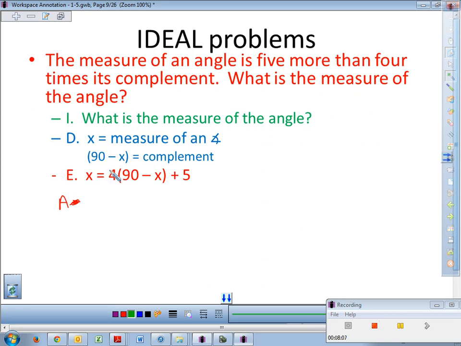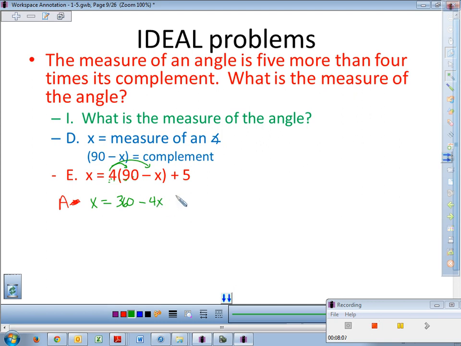Let's distribute the 4 through. Correct? So this x equals has got to come down. What's 4 times 9? 36. So what's 4 times 90? 360. And then should the 4 get distributed to this also? To this minus x? Well, it's 4 times negative x.